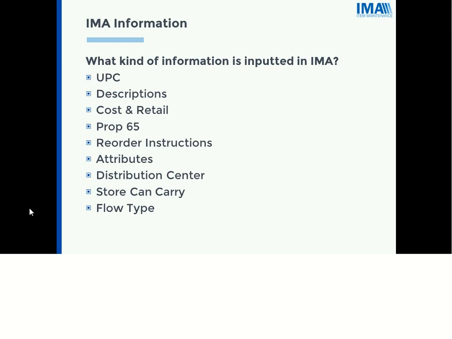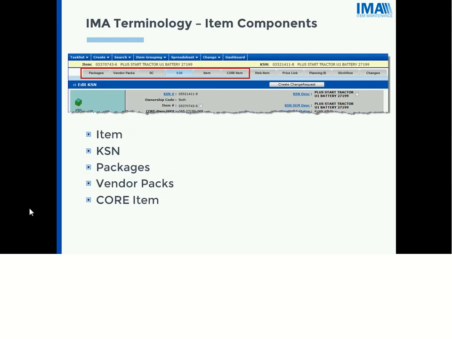There's a lot of different type of information that can be put into IMA, and we're going to be covering a lot of this today, so I'm not just going to read off the list. So when an item gets set up in IMA, we may refer to, let's say, a water bottle as an item, just a general piece of merchandise that's being sold in the store. But in IMA, that general piece of merchandise has several pieces or components. And one of those, not to be confusing, is called item. There's also KSN, packages, vendor packs, and core item.